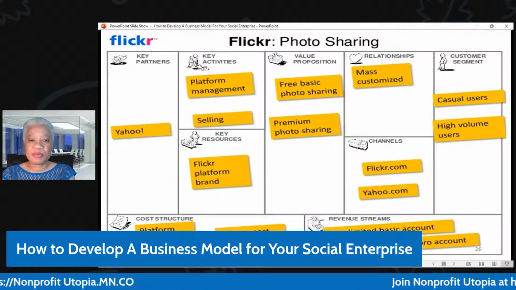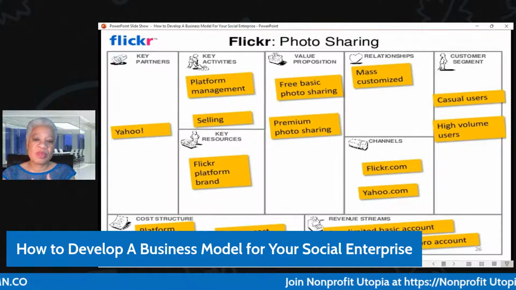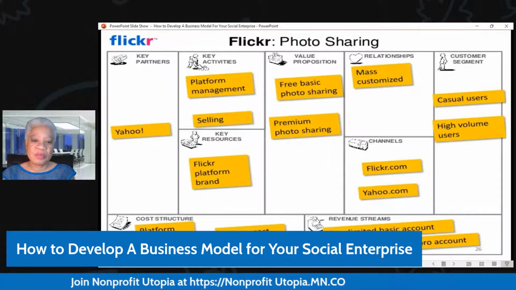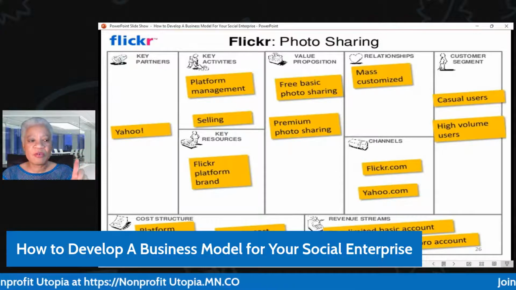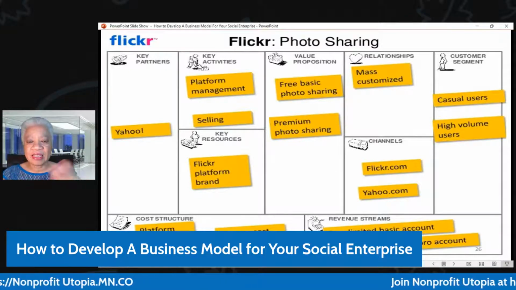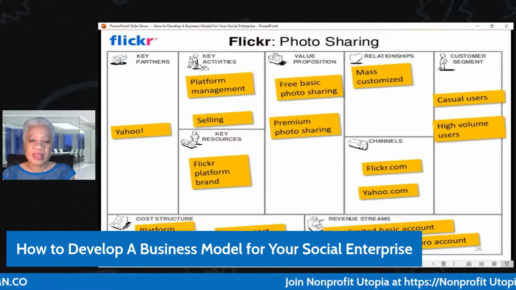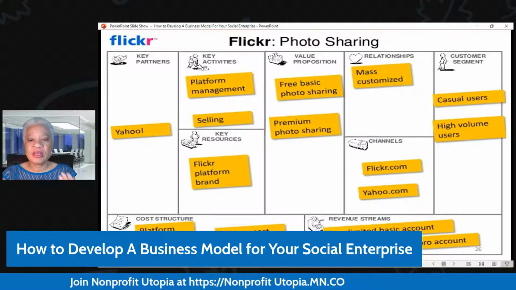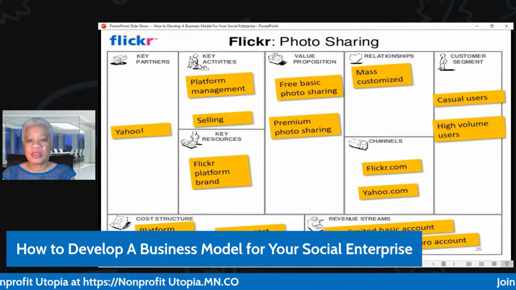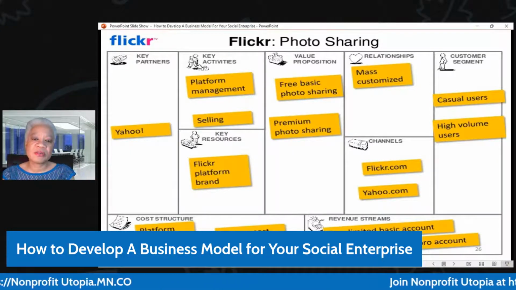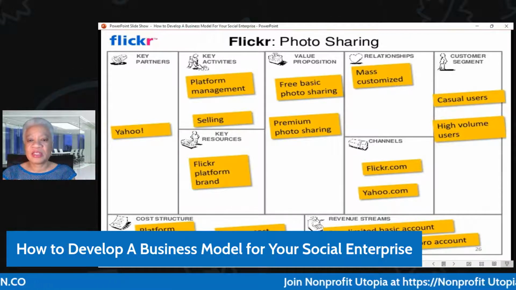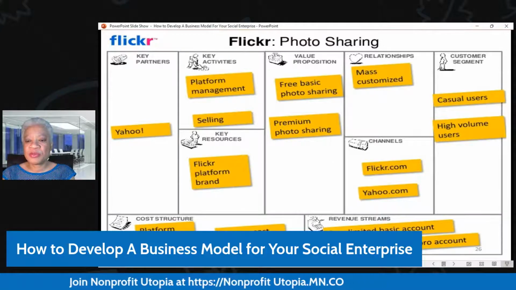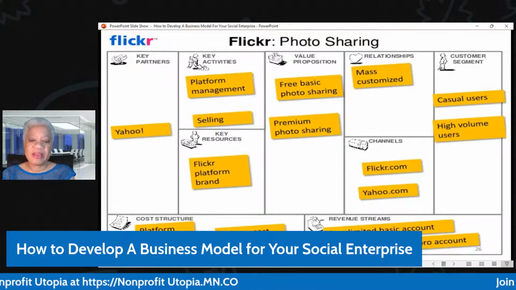And the relationships, they're mass relationships, meaning, and they're customized. So they can reach numbers of people, and then based on the level of service they provide, they can customize their experience. And then they've got Flickr and Yahoo as the channels. So channels for distribution, which is where they're going to meet their customers, channels for communication, channels for sales. The customer segments are the casual users and the high volume users.